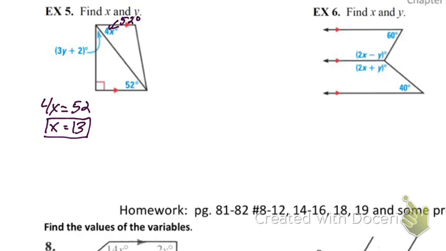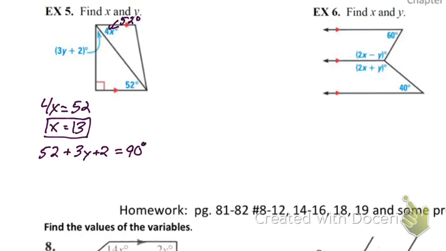And this is same side interior, so it also has to be 90 degrees because it has to add to 180. Same side interior, parallel lines. So 180, awesome. I'm going to use the 90 because it's a little bit less to work with, but we get the exact same answer. So we have that basically 52 degrees plus that 3y plus 2 is going to equal 90.